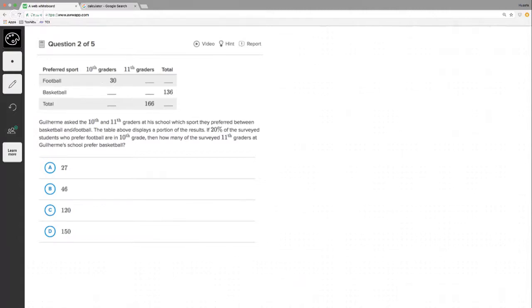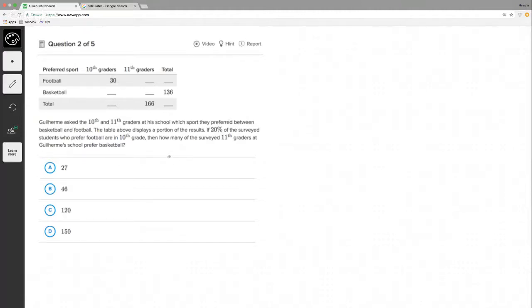Guillermo asked the 10th and 11th graders at his school which sport they preferred between basketball and football. The table above displays a portion of the results. If 20% of the surveyed students who prefer football are in 10th grade, how many of the surveyed 11th graders at Guillermo's school prefer basketball?